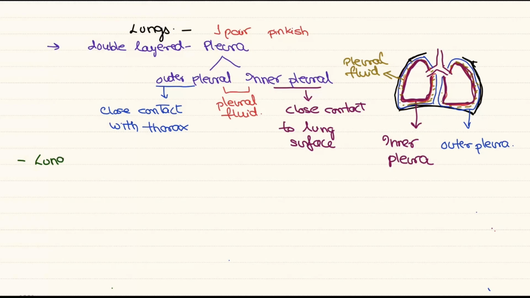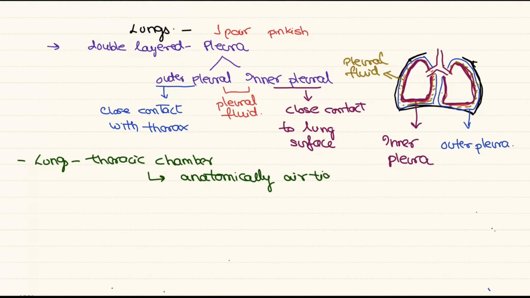A special characteristic of the human lungs is that they are present in the thoracic chamber, and we can say this is an anatomically airtight chamber. Now what does it mean? It means that the lungs are present in the thoracic region and there is no space between the lung and the thorax. That is, it acts as an airtight chamber.